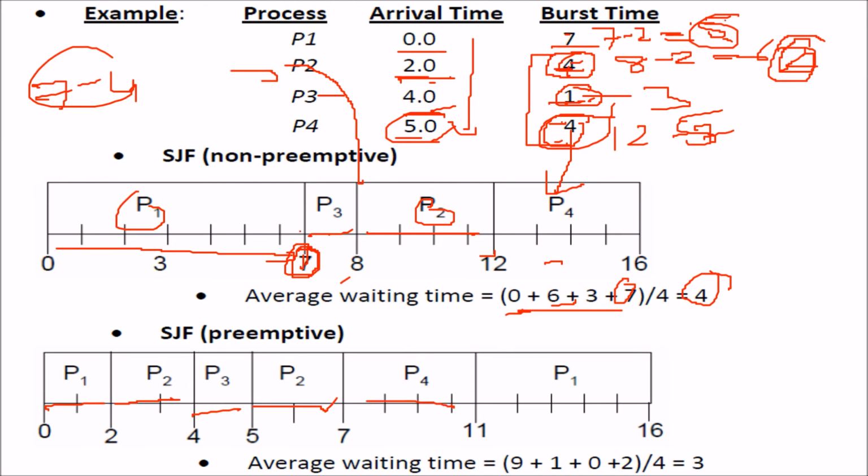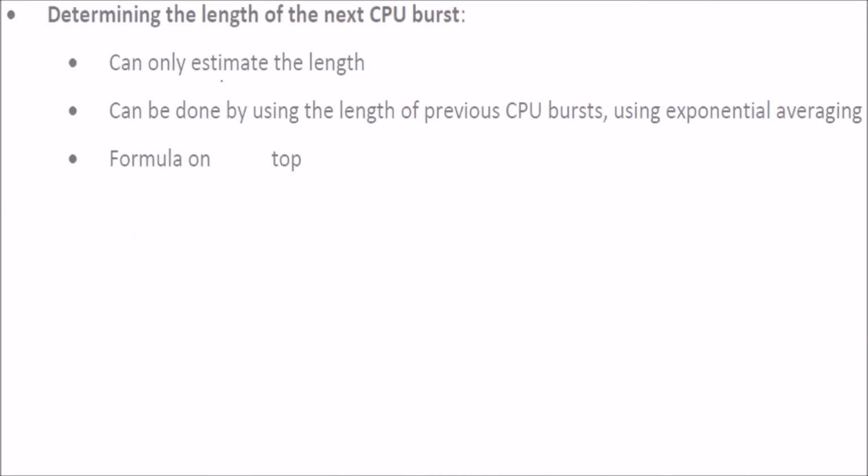You can say that P1 will be taken last because it has the largest remaining time. P1 will come here, it will be completed. And I just discussed how to find the waiting time, because we have to find out the average waiting time. This will be equal to 3. And we see this is better. SJF preemptive is better.